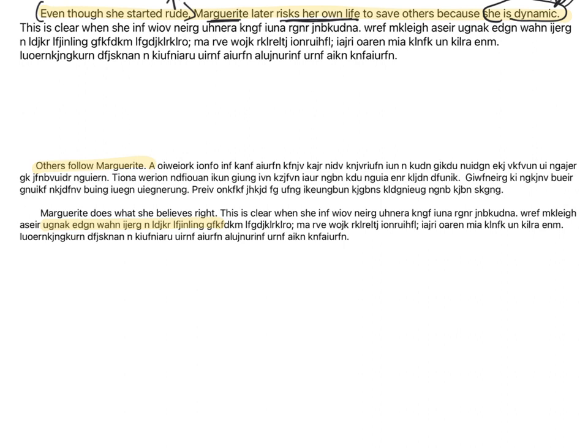Here we have two new paragraphs, and this person chose to work on the prompt that asked what the character traits are that you see with Marguerite. And so you have that others chose to follow Marguerite and that Marguerite does what she believes is right. Although I don't know how I managed to highlight the wrong thing there, I'll go and put the highlighter on the correct part.